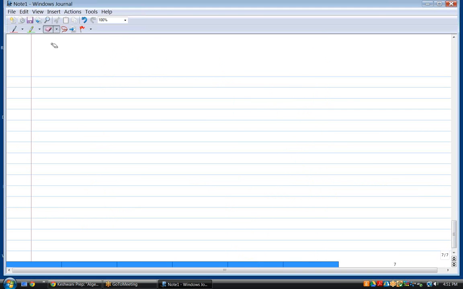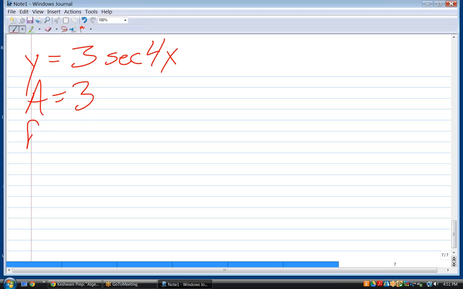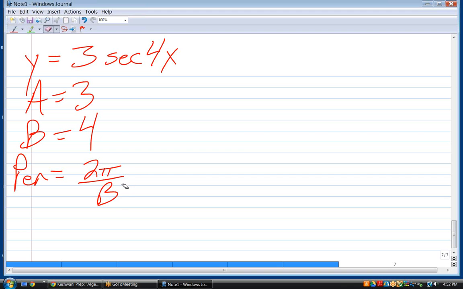Okay, what else? 3 secant 4x. So A is 3, B is 4, what's the period? Pi over 4. Period is 2 pi over B. Oh, right. Okay. So 2 pi over 4, pi over 2.